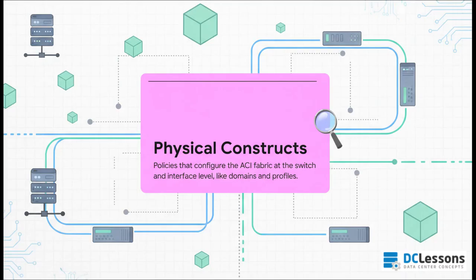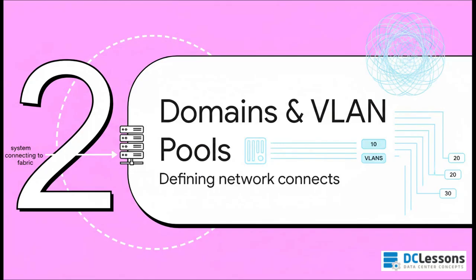Okay, so at the heart of all this are what we call physical constructs. Now, that might sound a little fancy, but it's really just the umbrella term for all the individual policy pieces we're about to build. These are the fundamental instructions that tell your physical switches and ports exactly how to behave, creating that all-important bridge between the raw hardware and the cool application policies you're going to build later. Let's start building our foundation.